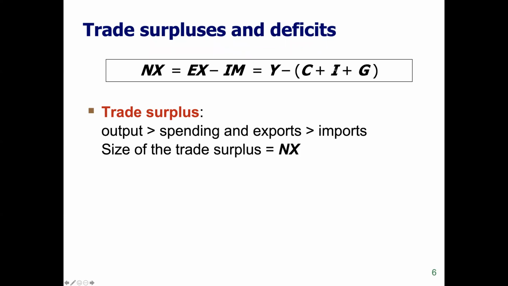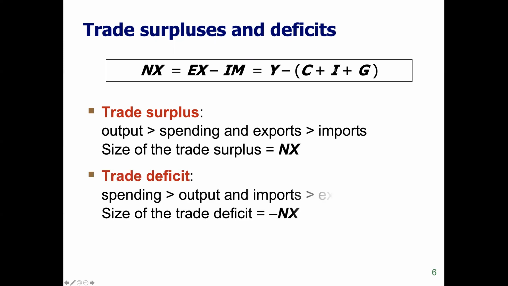Trade surplus means output is greater than spending and exports are greater than imports. The trade deficit means spending is greater than output and imports are greater than exports. And the trade deficit is just minus NX.